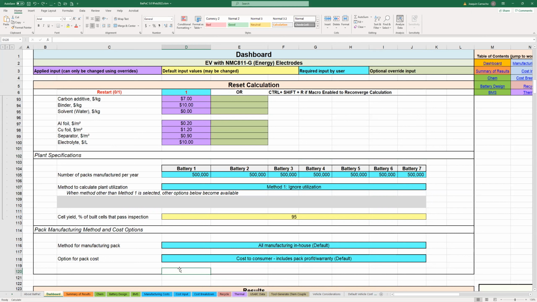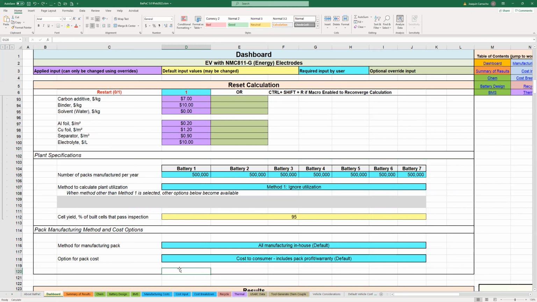So we chose 500,000 manufactured packs per year. If we were going to choose a Ferrari, then we'd probably have to go maybe 10 times less than that, because the market for Ferrari inventory per year is about 10 times less than that.